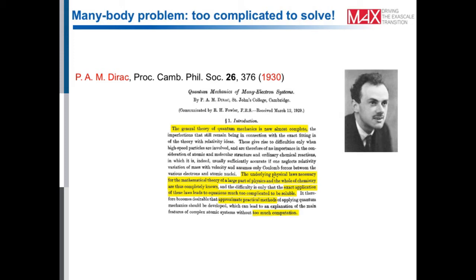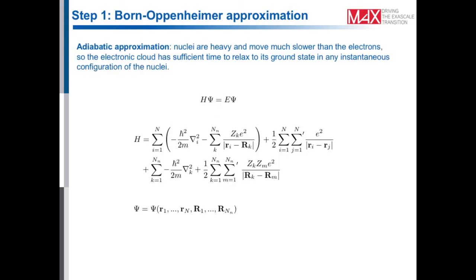Okay, so let's start approximating. The first approximation you can think about in one such many-body system is the adiabatic approximation. So you say nuclei in this system are heavy and they move much slower than the electrons, so the electronic cloud has sufficient time to relax to its ground state at any instantaneous configuration of the nuclei. So what that gives us here is that we get rid of this term, which basically depends on the nuclei. Now the positions of each nucleus enter the wave function as parameters. And, well, what we need to solve is the electronic Schrödinger equation, where we have taken that all the nuclei are fixed.